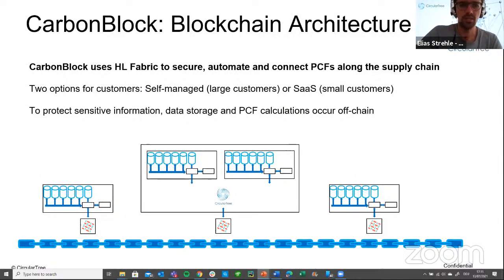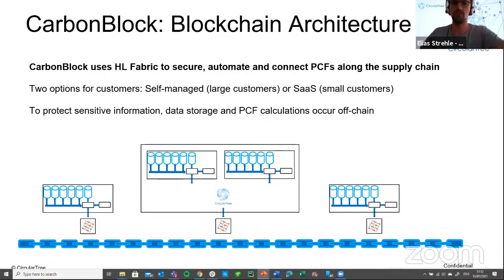Let me get to the blockchain. Carbon Block uses Hyperledger Fabric, which I guess you're glad to hear. We use it to secure, automate, and connect the product carbon footprints along the supply chains. What we quickly found out when talking to customers is that we should offer two different options. The first is maybe a bit closer to the original philosophy of blockchain, and this is the self-managed option. In this case, a company would run the calculations locally, and once they have calculated a product carbon footprint, they would feed it into the blockchain by running their own Hyperledger Fabric node.